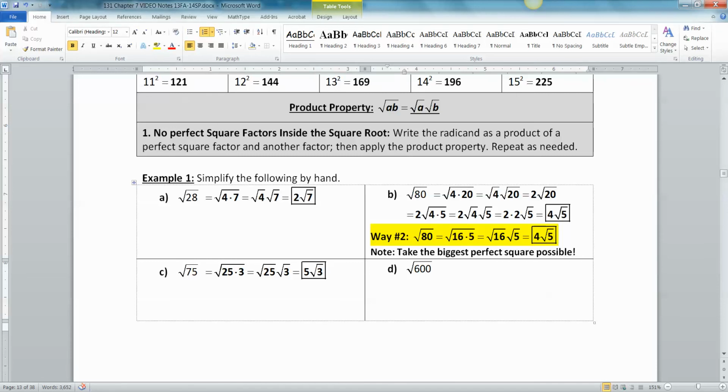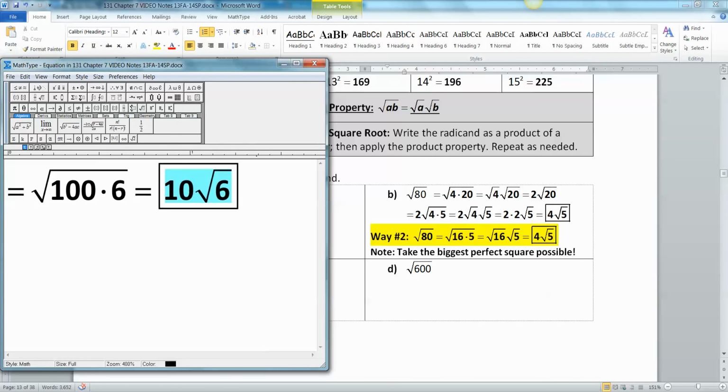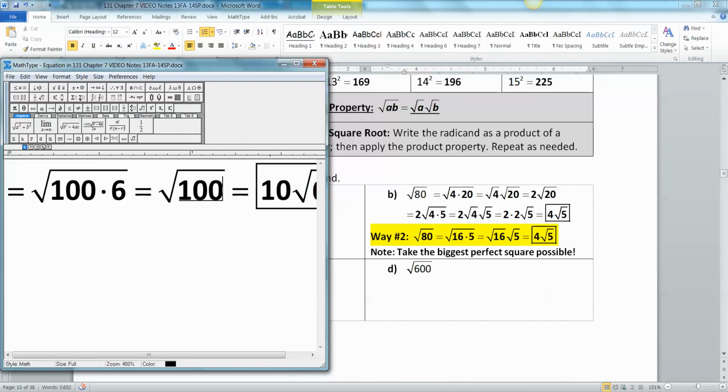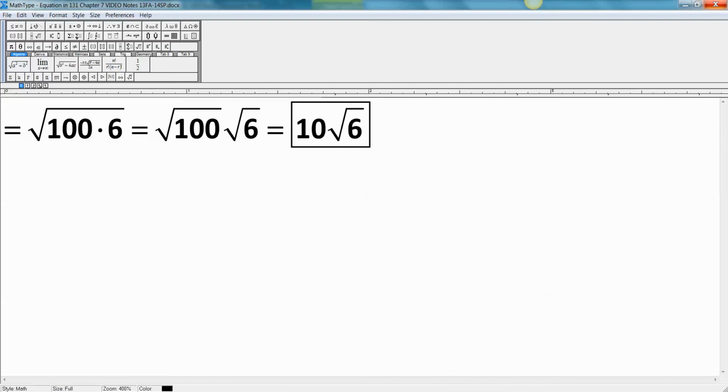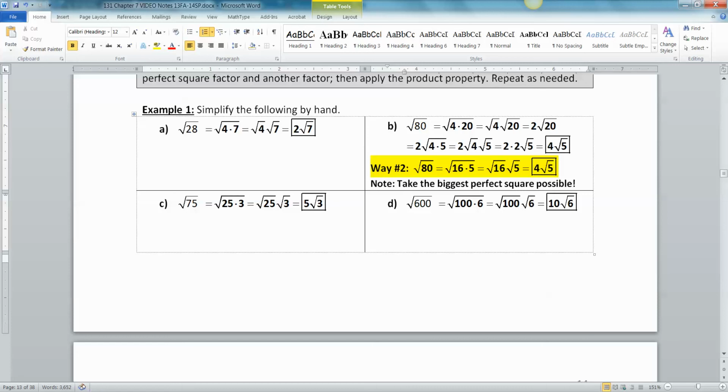All right, last one, 600. 600 is rather obviously 100 times 6. The square root of 100 is 10, and so you have 10 square root of 6. And again, if you want that intermediate step, it's the square root of 100 times the square root of 6. So again, it's not wrong, but in intermediate algebra and beyond, you start having to do so many other steps that this step becomes something we tend to skip.